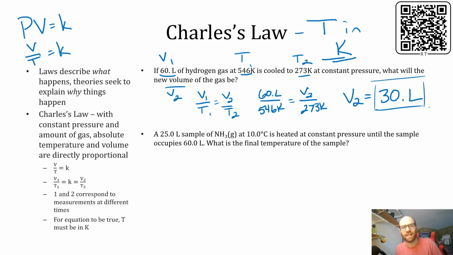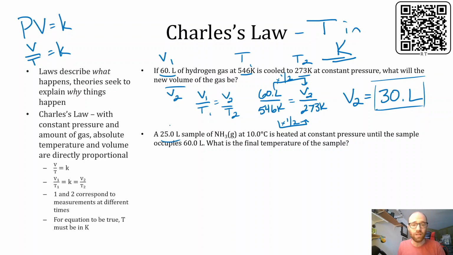As temperature goes down, volume goes down. The same relationship that we saw before with Boyle's law, we can now say if we're in Kelvin: if the temperature doubles, the volume doubles. If the temperature is cut in half, the volume is cut in half. And that is what happened here. If you wanted to shorten the math, this is a 1/2, which means this has to be a 1/2. So let's take a look at the next one.